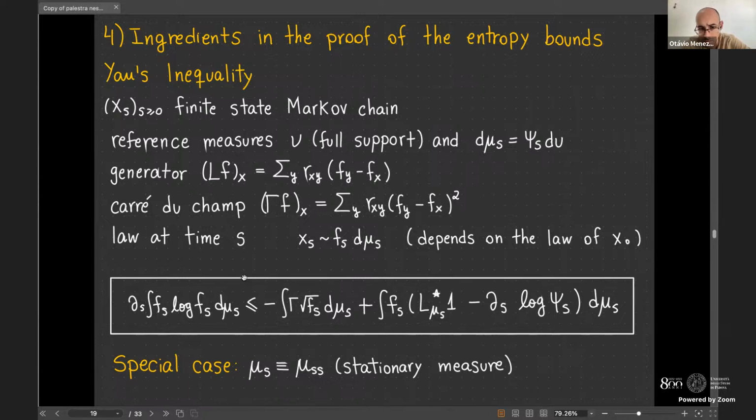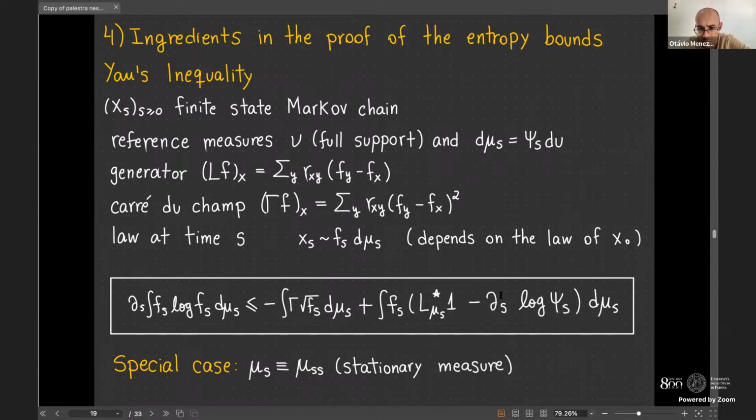It turns out we can upper bound the time derivative by a sum of a negative term, which is given in terms of this quadratic operator, and a term that can make the entropy increase, but a term that is very explicit. You can compute this adjoint generator explicitly in terms of the jump rates, and if your reference measures are explicit enough, you can also compute how this term here changes.